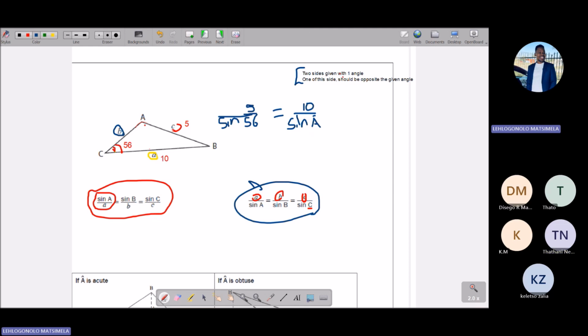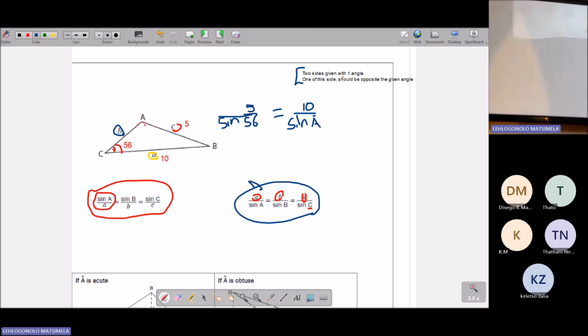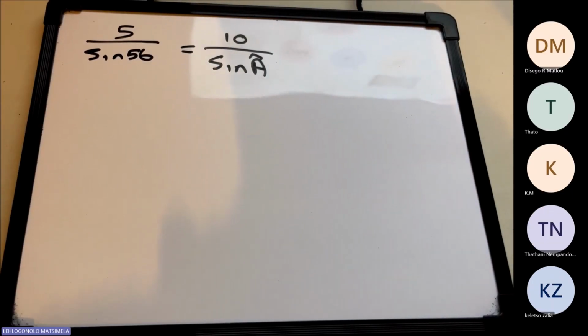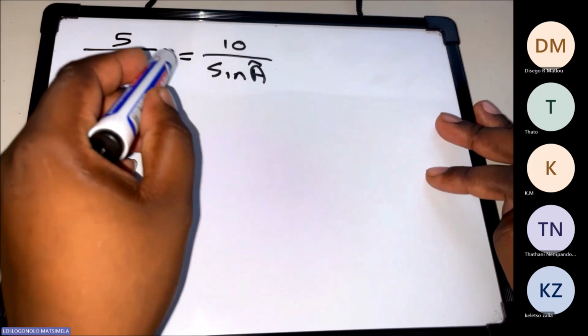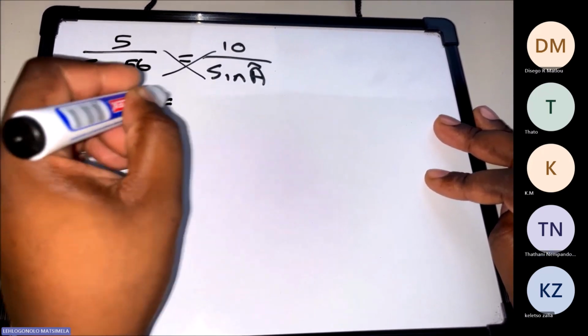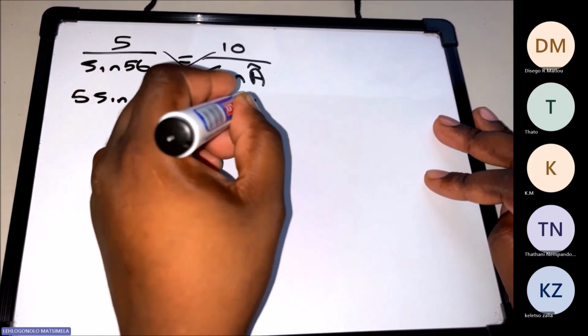Remember, the most important thing here is just the mathematical basics. Apply your knowledge of mathematical basics. Simple. So we have 5 divided by sine 56 is equal to 10 divided by sine angle A. So what do we do here to solve for angle A? We cross multiply. So we will have 5 multiplied by sine angle A is equal to 10 multiplied by sine 56.